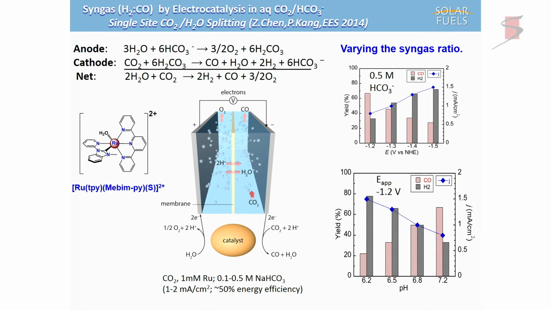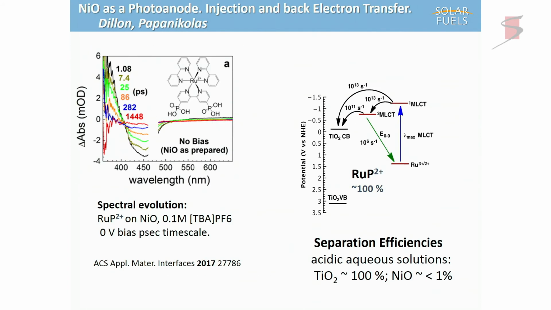And here are just some data that show you what happens here in bicarbonate. If you look at the ratio of CO as a product versus hydrogen, you can adjust that just by varying the reduction potential. Here's a case where we vary the pH, and we also get a variation between CO as a product and hydrogen as a product. But let me finish the story here by saying something slightly different. We're working very hard on the other side, that is the side where water reduction or CO2 reduction would occur. But there's a real problem here.